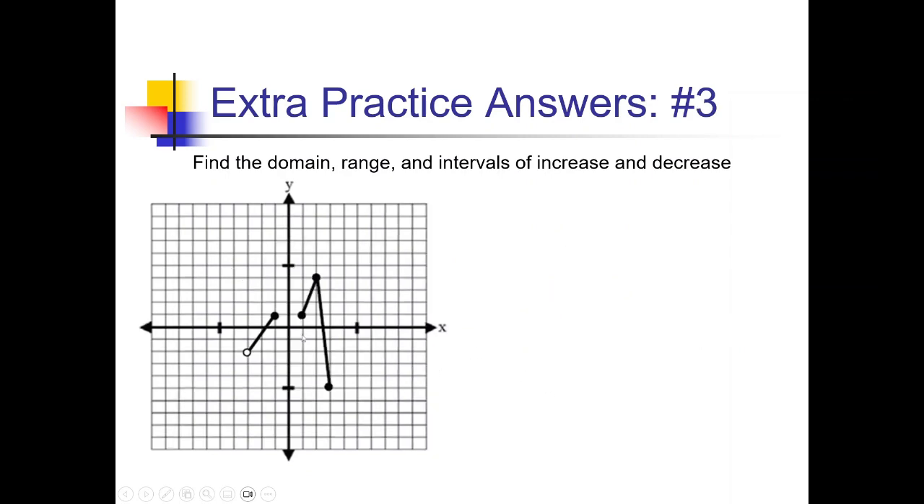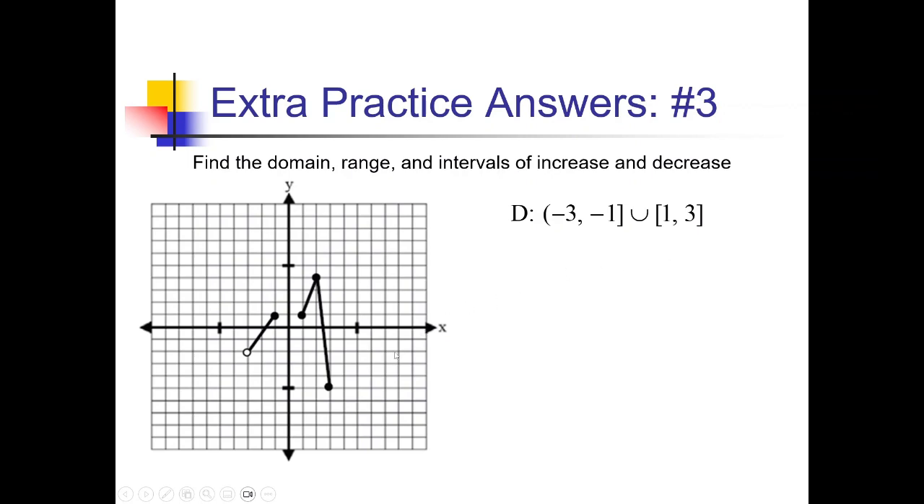For the domain on this one, on the far left we have -3, and that's going to be a parentheses because we have an open dot there. As I move to the right, I can make it all the way to -1 before I get a gap in the graph, so that's going to be -1 with a bracket. But there's more of the graph over here from 1 to 3. So those are going to both be brackets with a union symbol. So union bracket 1 comma bracket 3.